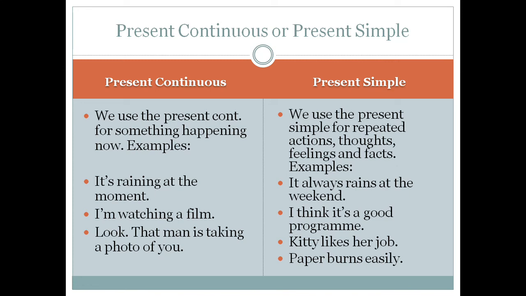present continuous tense. What about present simple? We use the present simple for repeated actions, thoughts, feelings, and facts. Examples: it always rains at the weekend. I think it's a good program. Kitty likes her job. Paper burns easily.